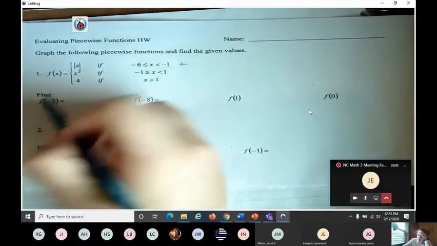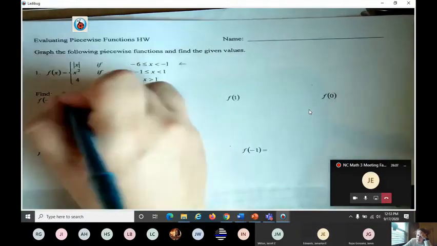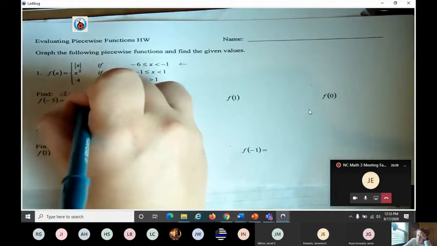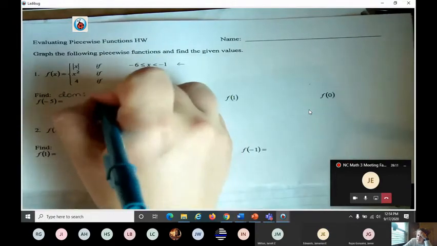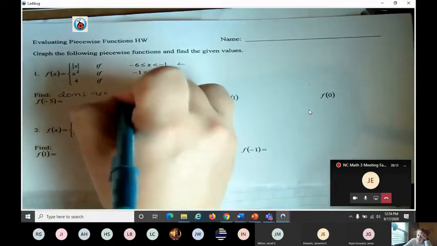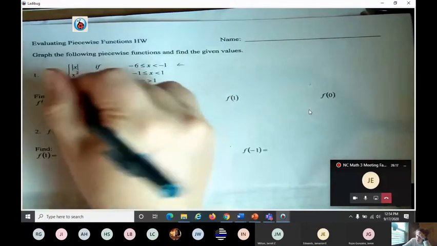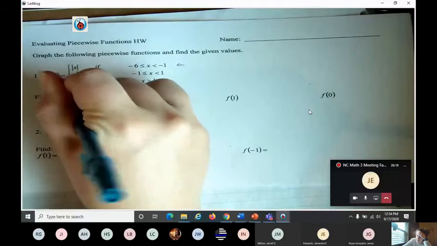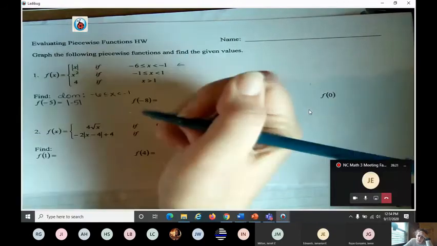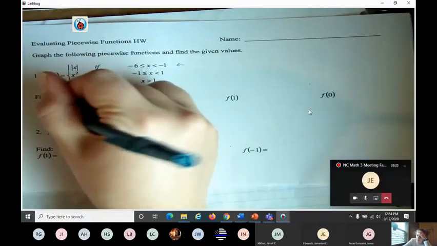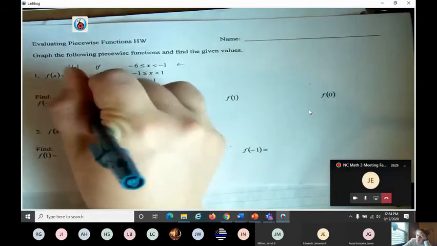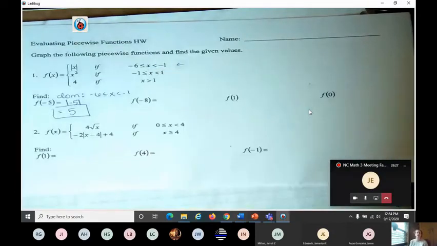So -5 was in the domain -6 to -1, which means it corresponds to this function. So I should have the absolute value of -5 right here. And the absolute value of -5 is going to be +5. So this would be my final answer. What questions do you guys have on that first example?